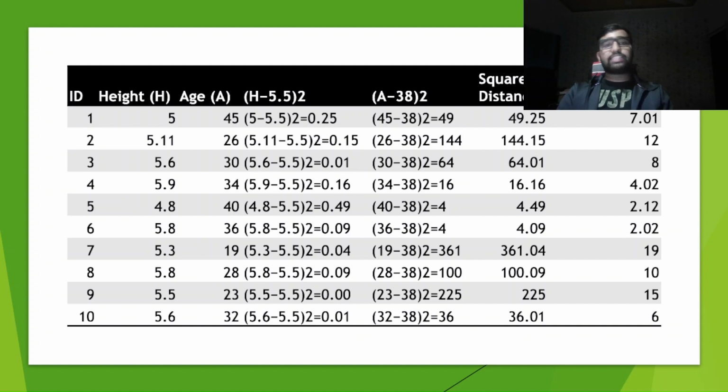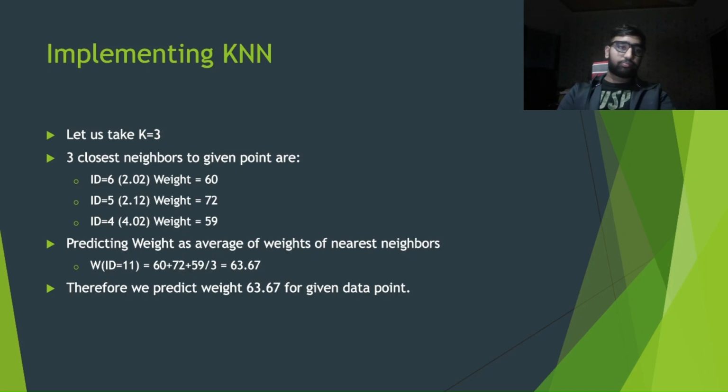The Euclidean distance is calculated as the square root of (h minus 5.5) whole squared plus (a minus 38) whole squared, where h refers to the height and a refers to the age of different data points. In the last column, I have the Euclidean distance for all the given 10 data points. Now, depending upon the value of k, I'll start from the smallest distance and collect the data points until I have collected k data points. Here we are using the value of k as 3.